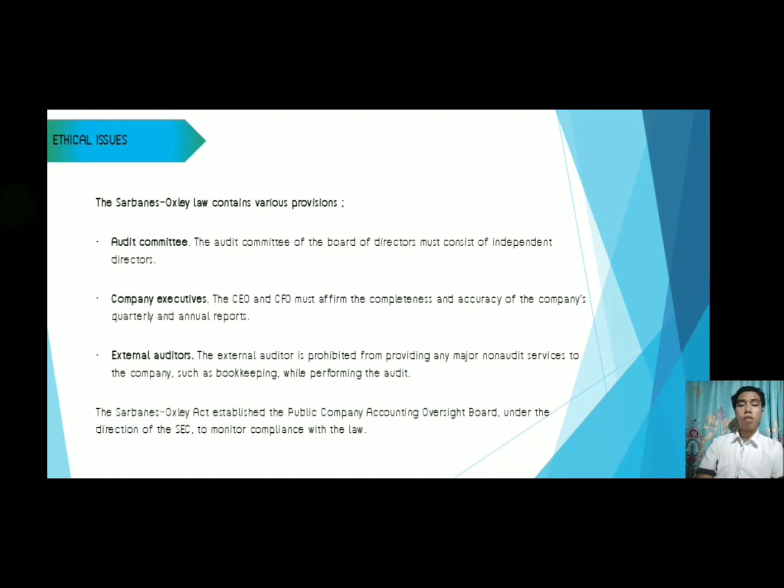External auditors are prohibited from providing any major non-audit services to the company, such as bookkeeping, while performing the audit. Therefore, the Sarbanes-Oxley Act established the Public Company Accounting Oversight Board under the direction of the SEC to monitor compliance with the law.